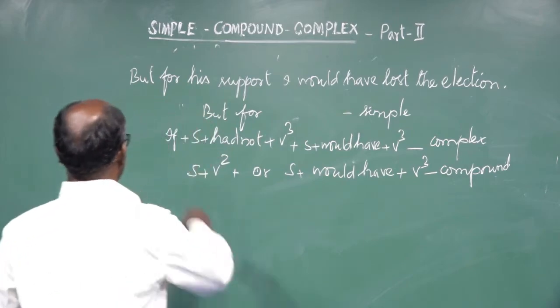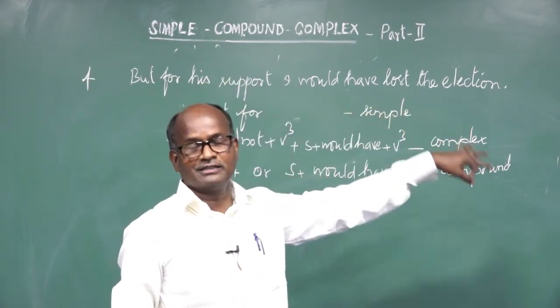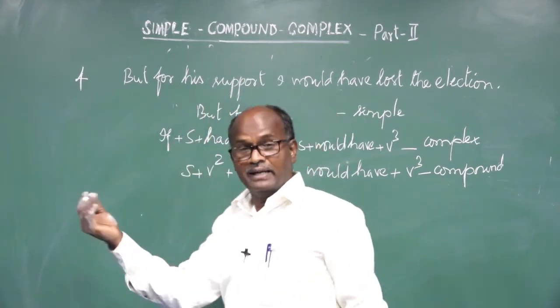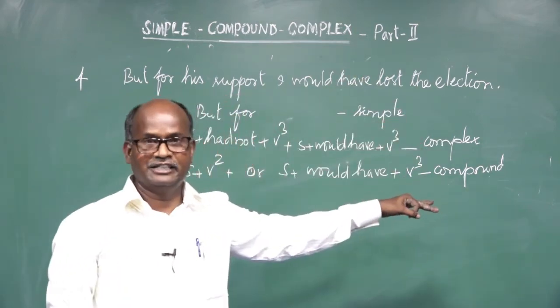You will see this example. But for his support, I would have lost the election. The meaning of the sentence is, if he had not supported me, I would have lost the election.